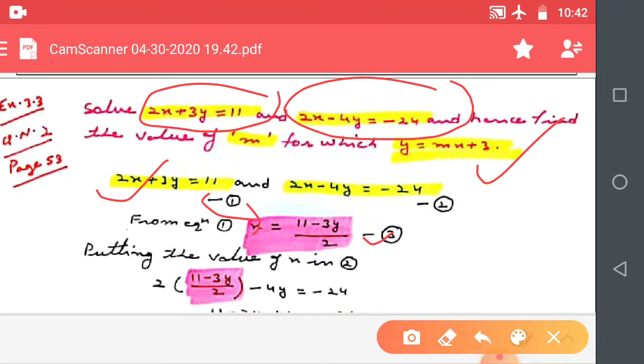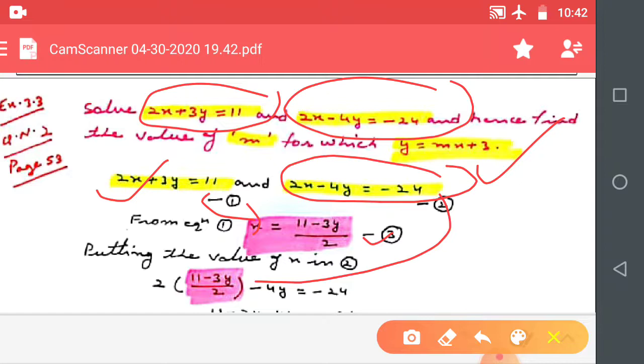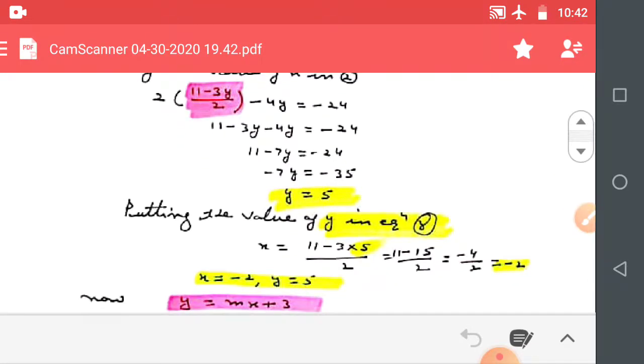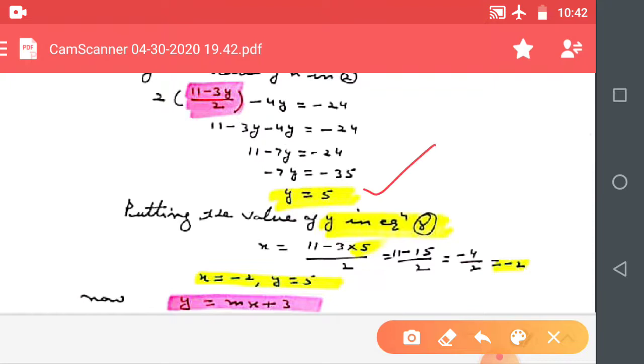Now put this value of x in equation 2. This is our equation 2. Put the value of x here as 11 minus 3y upon 2, and when we solve this, you get the value of y as 5. Now after putting the value of y in equation 3, we get the value of x as 11 minus 3 into 5 upon 2, that is minus 2. So we have the value of x as minus 2 and the value of y as 5.